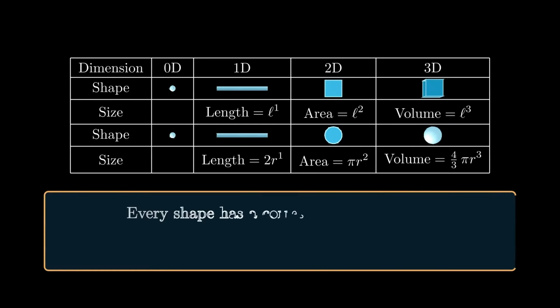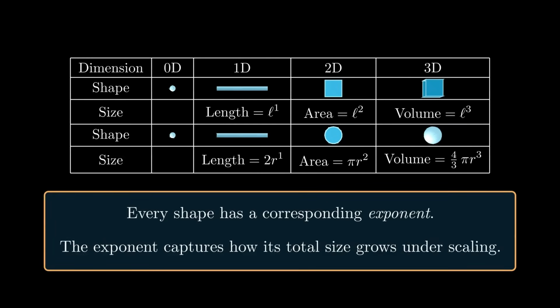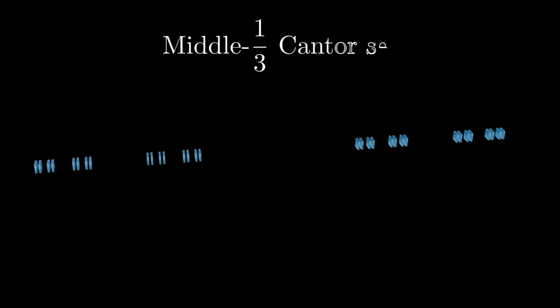And that's no accident. Actually, every shape has a corresponding exponent, and that exponent captures how size changes as we scale the object. But it's harder to see for some shapes more than others. So for instance, let's consider this fractal, which we produce by discarding the middle 1/3 from all its line segments, doing it infinitely often. The resulting set is called the middle thirds Cantor set.